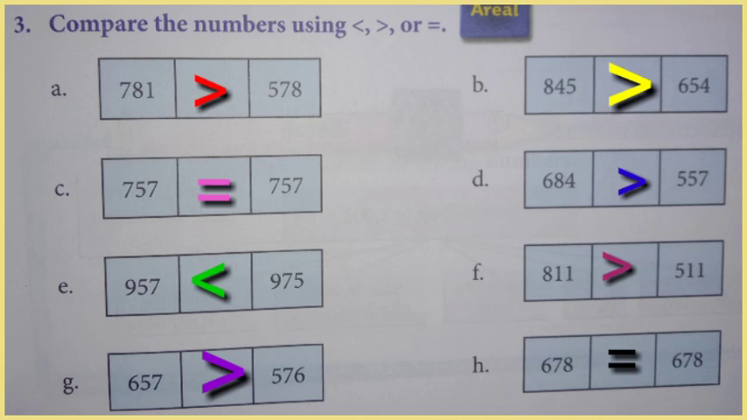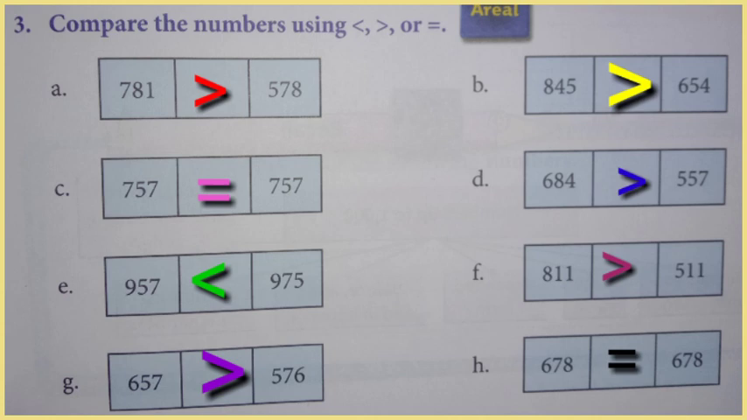Bit C, 757 and 757. Now compare the digits in hundreds place, 7 and 7. Here 7 equals 7. Now we'll put equal to symbol in between 757 and 757.